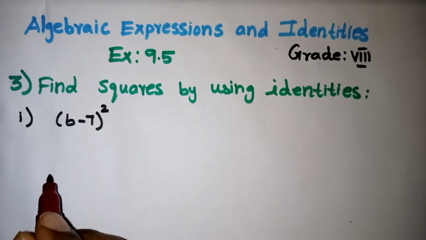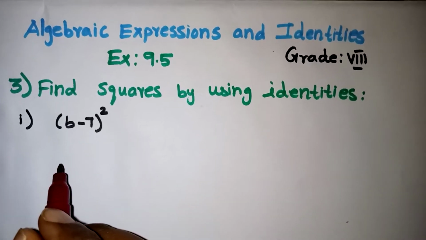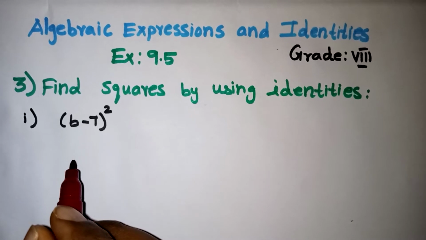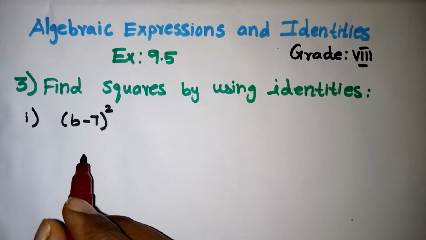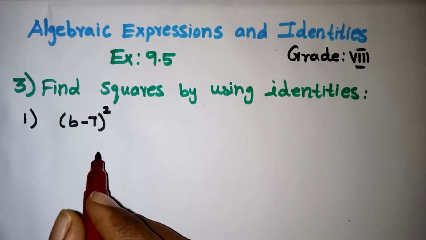Hi students, in this video we are going to learn algebraic expressions and identities, exercise number 9.5, question number 3. Find squares by using identities. This is the first question.